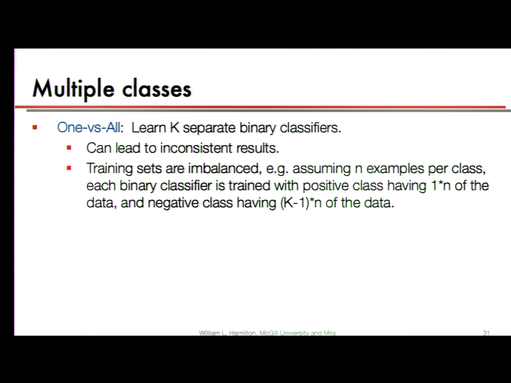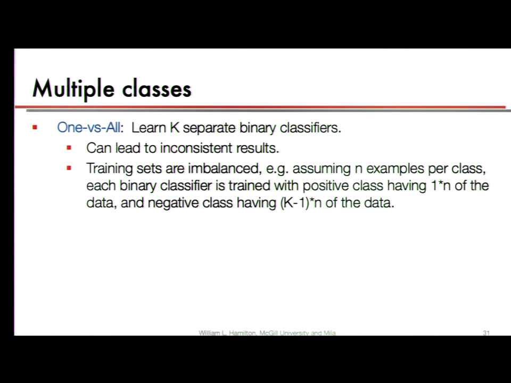Here, say we have k possible classes. Well, we can just learn k separate binary classifiers. So we just have k different classes, and for every one of our classes, we just do a one versus the rest, or one versus all, it's sometimes called. So we turn our k-way classification into k binary classifications.